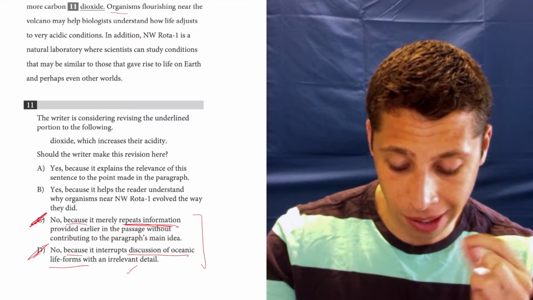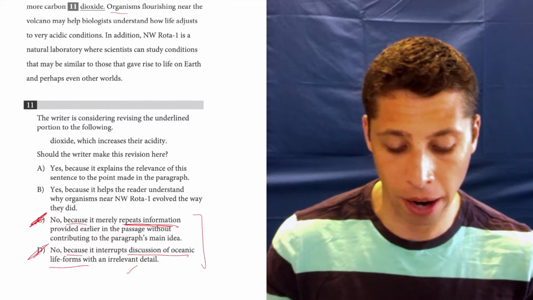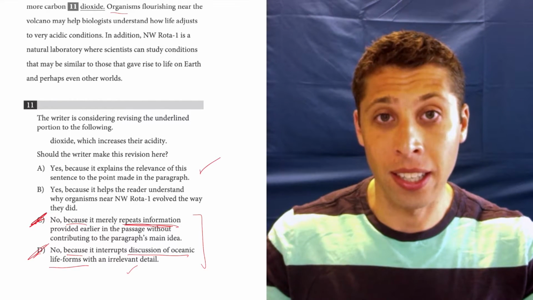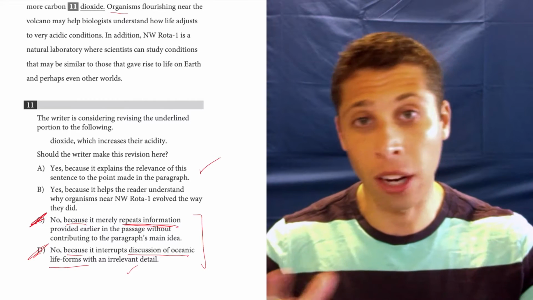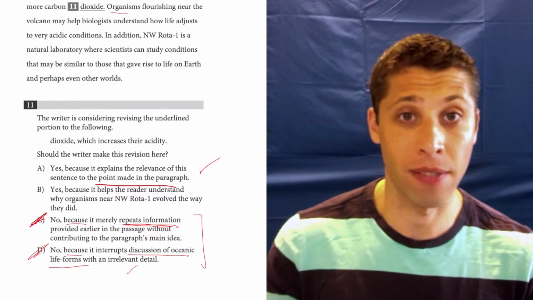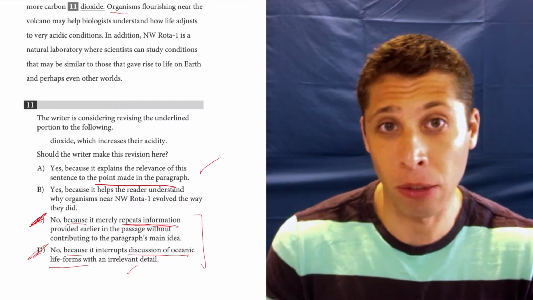So in this case, let's look. Yes, because it explains the relevance of this sentence to the point made in the paragraph. Well, as I just said, it is about the acidity. It is about the volcano and how the carbon dioxide interacts. So this is definitely the point made in the paragraph. That part checks out. But this is a weak answer. It doesn't jump out to me as being right.